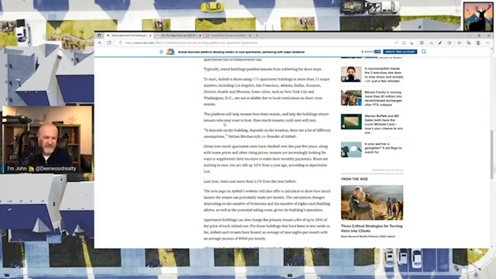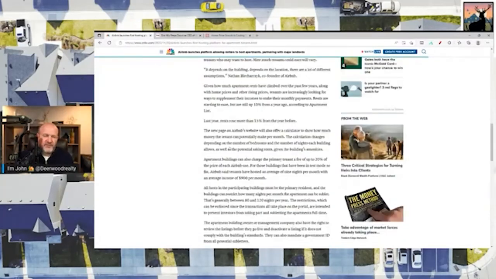Given how much apartment rents have climbed over the past years, along with home prices and other rising prices, tenants are increasingly looking for ways to supplement their incomes to make their monthly payments. Rents are starting to ease, but are still up 10% from a year ago, according to Apartment List. Now, look, how are you not living in your apartment during this time? And what you're paying in rent, they've got to be putting in more than that for the person to live there. I mean, there's an affordability crunch here.